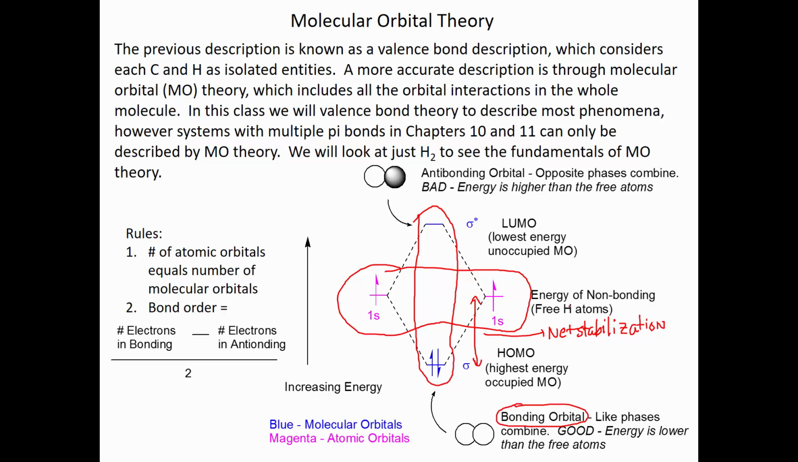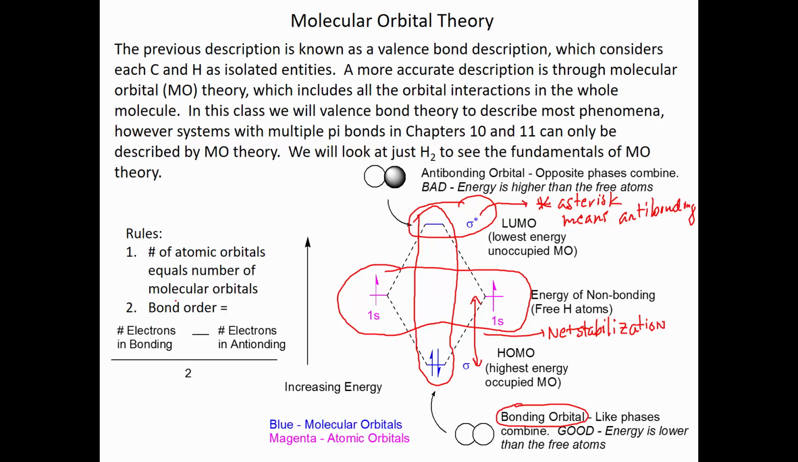Even higher in energy than the non-bonding atomic orbitals is this antibonding orbital right here, and the antibonding orbital usually has the asterisk, or the star, which means antibonding. The antibonding is actually much worse than if the hydrogen atoms had never gotten together in the first place.